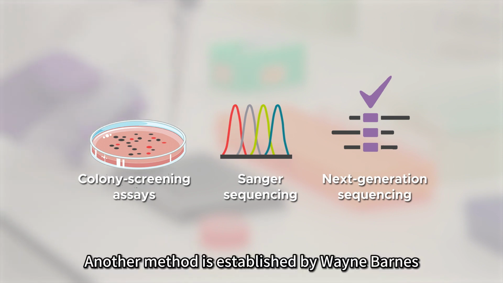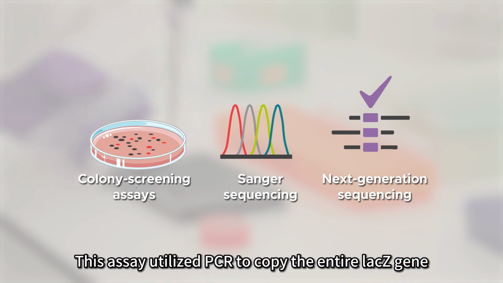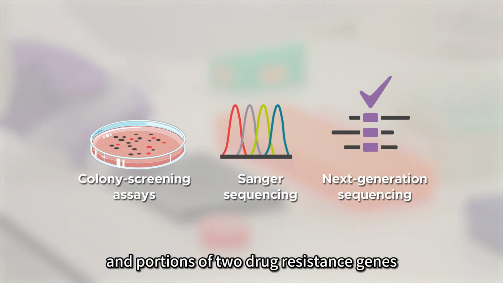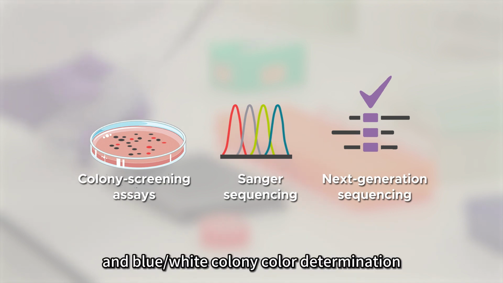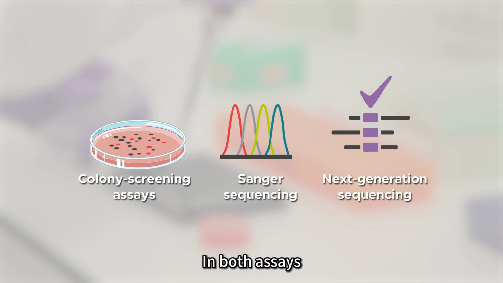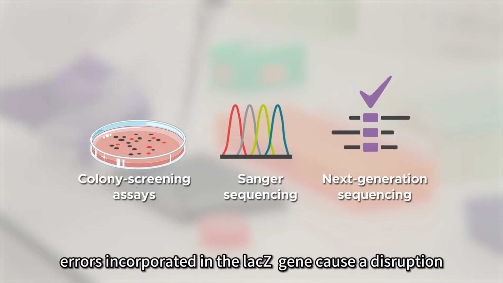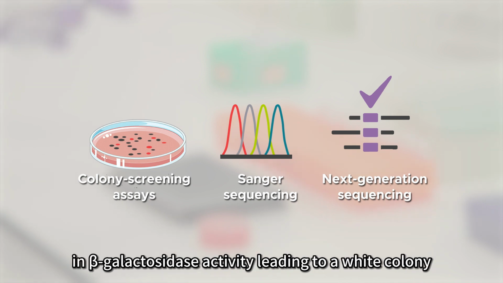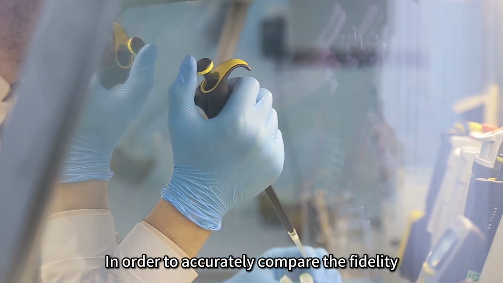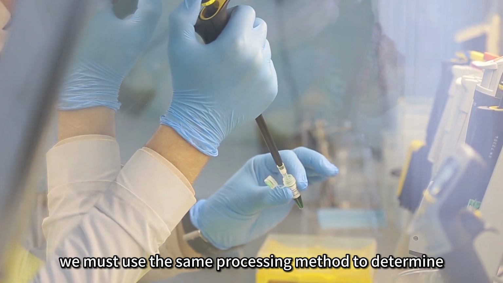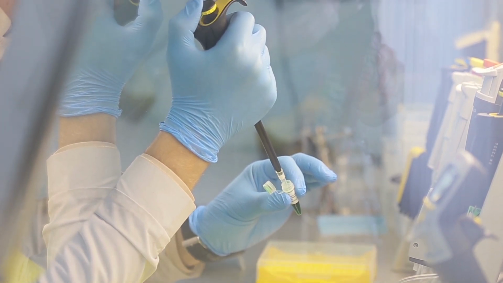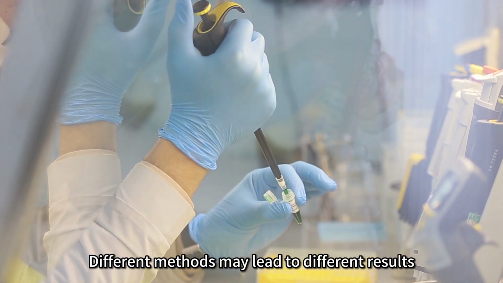Another method was established by Wayne Barnes. This assay utilized PCR to copy the entire LacZ gene and portions of 2 drug-resistant genes with subsequent ligation, cloning, transformation, and blue-white colony color determination. In both assays, errors incorporated in the LacZ gene cause a disruption in beta-galactosidase activity leading to a white colony phenotype. In order to accurately compare the fidelity of different polymerases, we must use the same method under the same reaction conditions. Different methods may lead to different results.